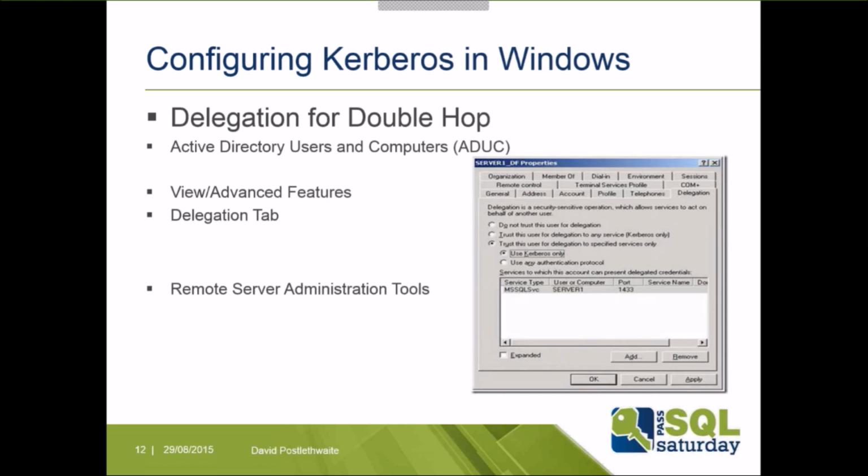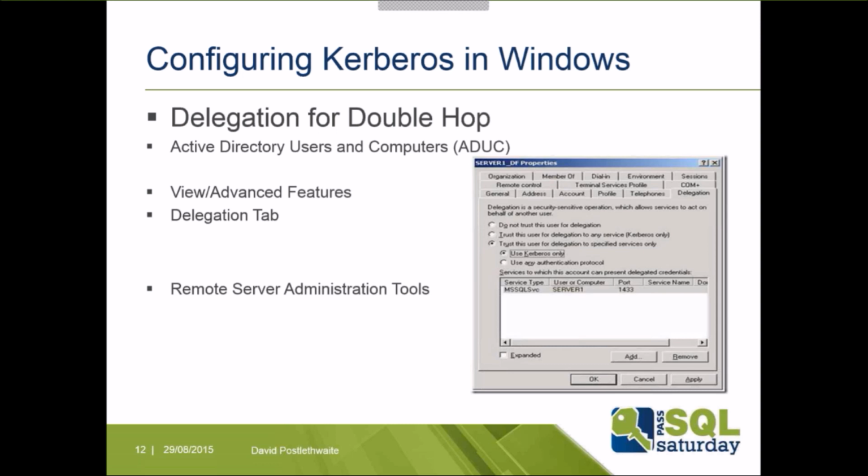One further step that we need to do to allow the delegation, i.e. the passing of the permissions from one server to another, is to enable delegation for the double hop. And this is done in a program called Active Directory Users and Computers. If you've not ever used Active Directory Users and Computers, I would recommend you get it installed on your desktop. It is probably one of the most handy tools that I have ever had to use.